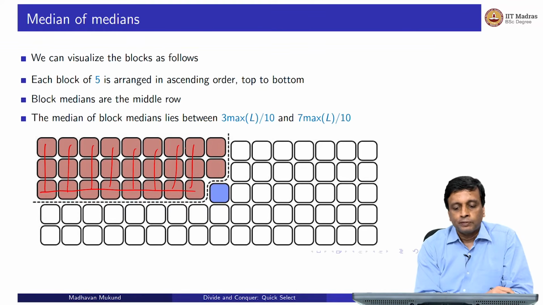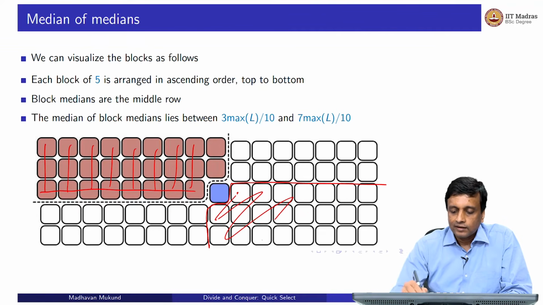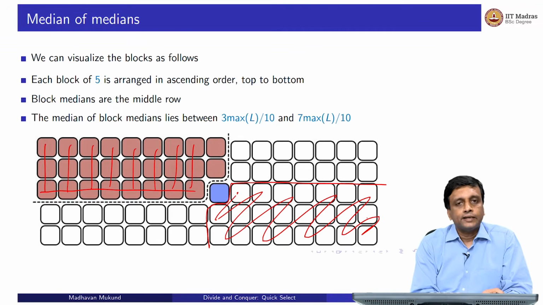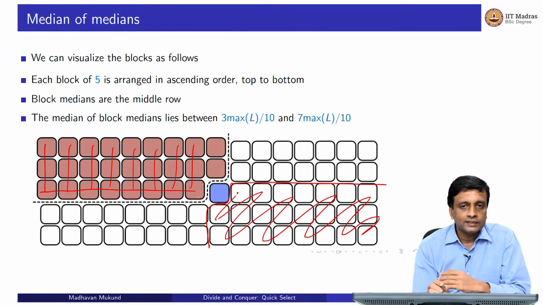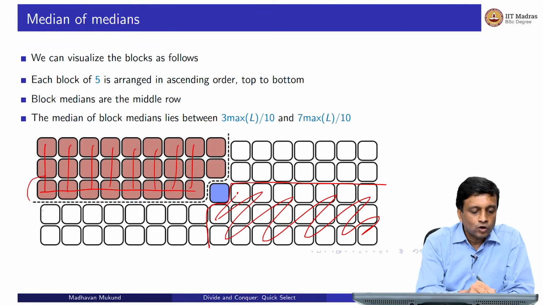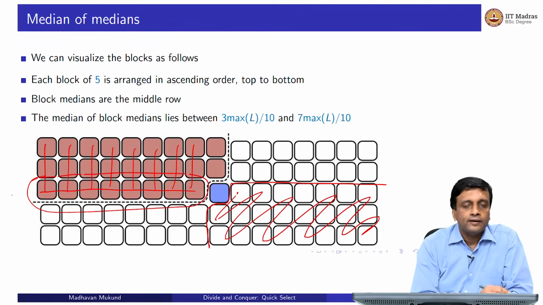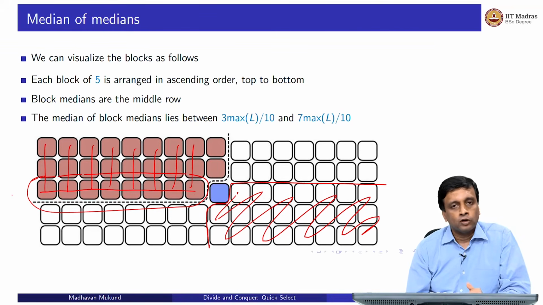All the positions marked in this brown color are smaller than our median of medians. Symmetrically, if you drew it here, everything in this section would be larger than our median of medians. You can see why: everything in the same row as the median is a block median which is smaller. This is the median of the block medians. So this row is all the block medians, and these are all smaller than the blue element, and within their corresponding blocks there are 2 elements smaller than each of them because they are the medians of their respective blocks.